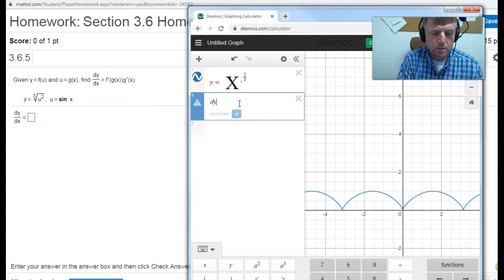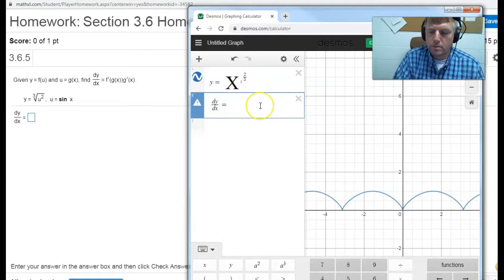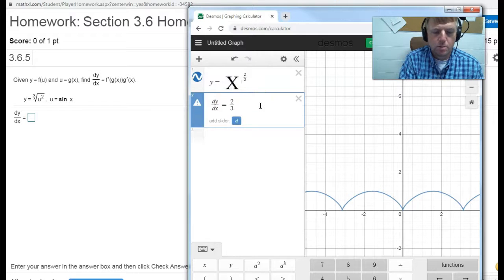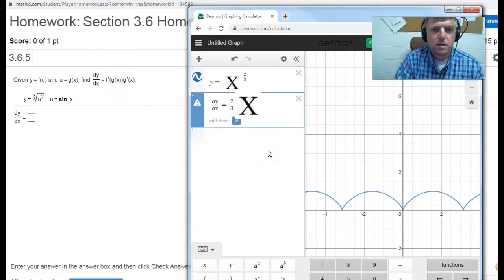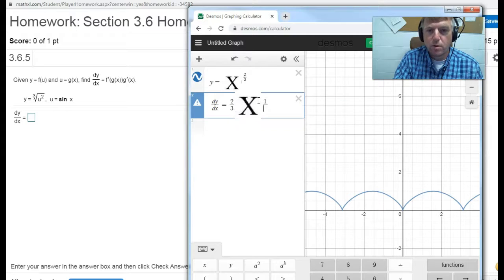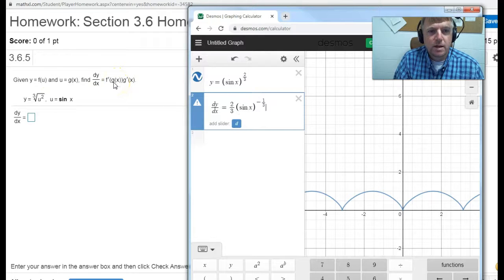What's dy dx going to be? I bring the power down, so 2/3, parentheses, we leave the stuff inside alone, so the stuff inside is the sine function. We subtract 1 from the old power. The old power was 2/3. 2/3 minus 1 is negative 1/3. And I need to make that to the power of negative 1/3. Alright. That's the f prime with g on the inside. Okay. Then we multiply g prime.